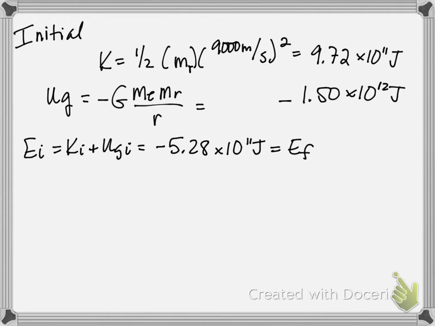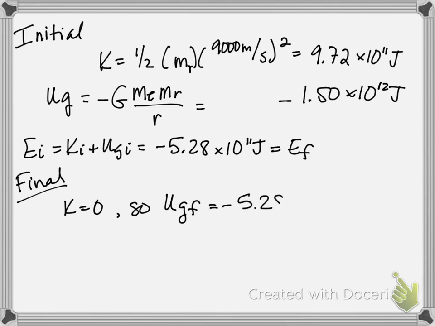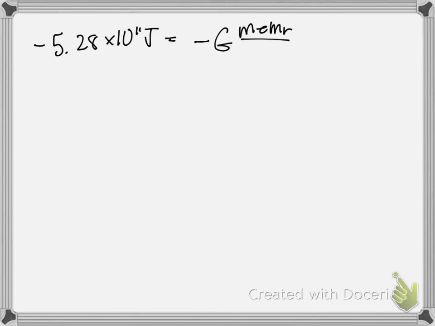So let's go to the end of the problem then, the final conditions. When we say how far does it go before it stops, that's a pretty big indicator that our final kinetic energy is 0, which simplifies this quite a bit. Our final gravitational potential energy is then equal to this negative 5.28 times 10 to the 11th joules. Right now, I'm going to go on to the next page because I've run out of room. So I'm going to copy that number. Equals, oops, sorry for the stray marks here. And that's negative G, mass of the Earth, mass of the rocket, over R.